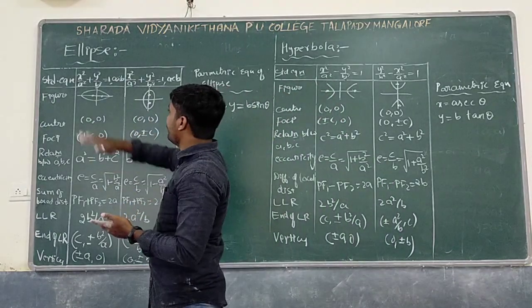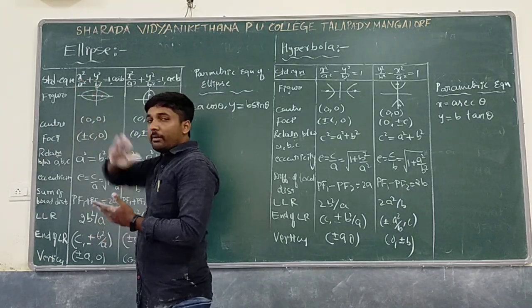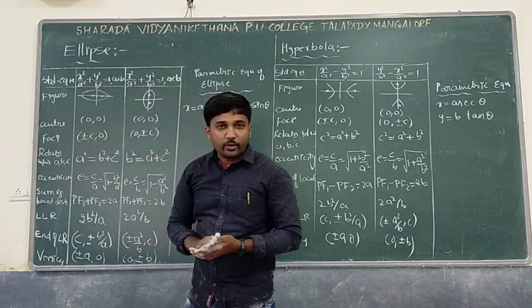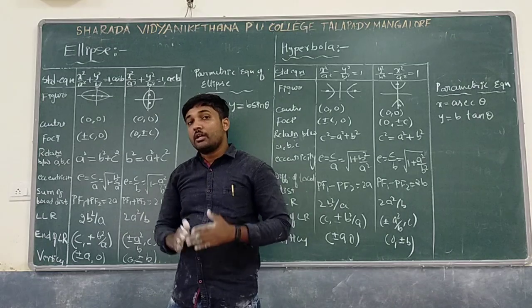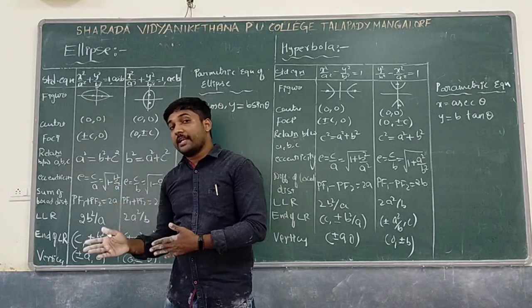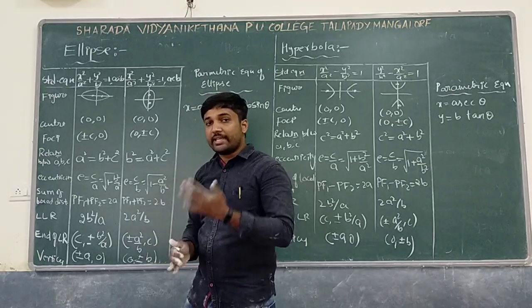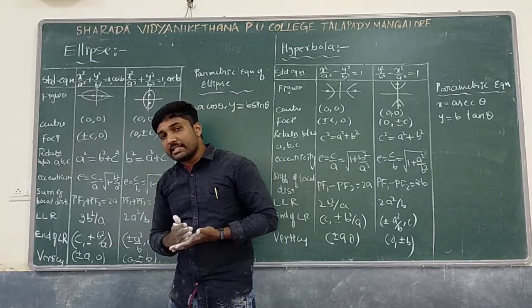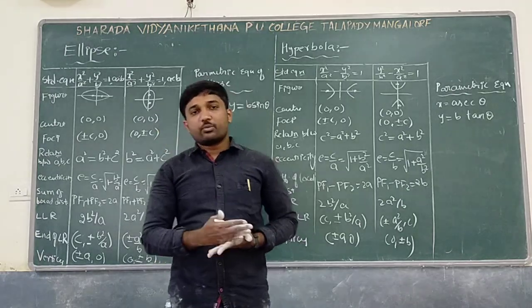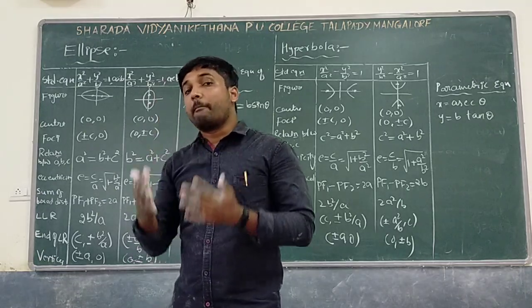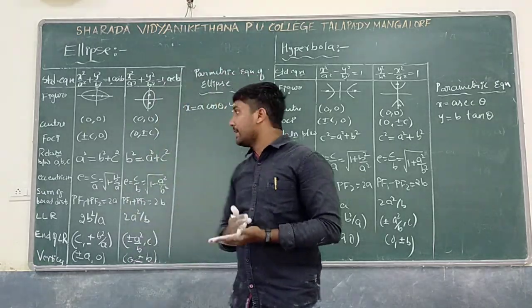The standard equation for the first case is x square by a square plus y square by b square is equal to 1, where a is greater than b, and for the second case, if foci lie on y-axis, then equation is the same, x square by a square plus y square by b square is equal to 1, but a is less than b.